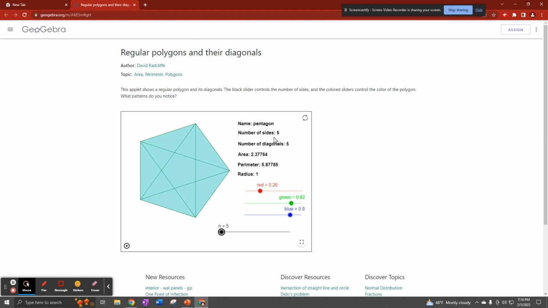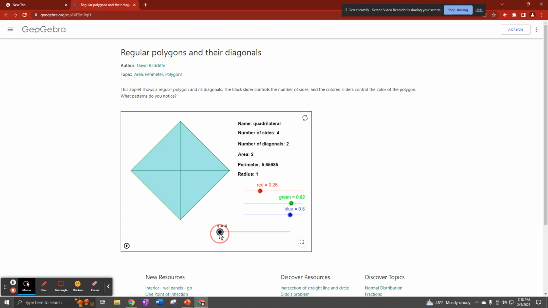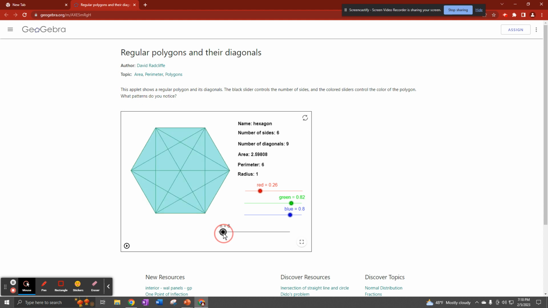So let's look at 5. The pentagon has 5 sides and 5 diagonals. And as you look, as soon as we get to 6, the number of diagonals passes the number of sides. So you see that that statement is only true for the triangle and quad. As soon as you get beyond that, it's no longer true.